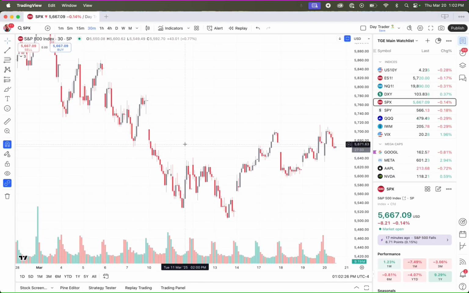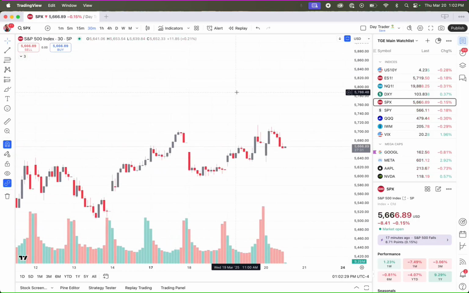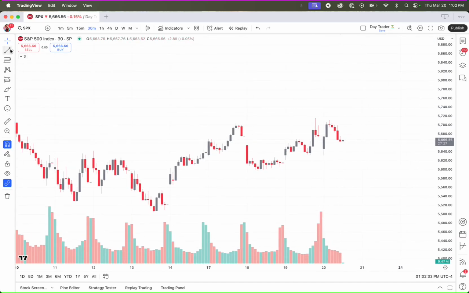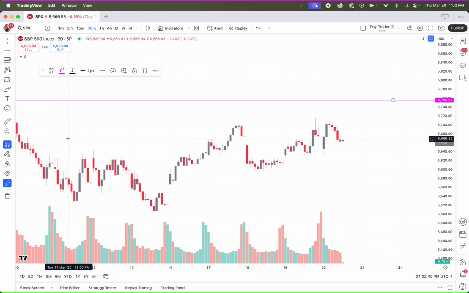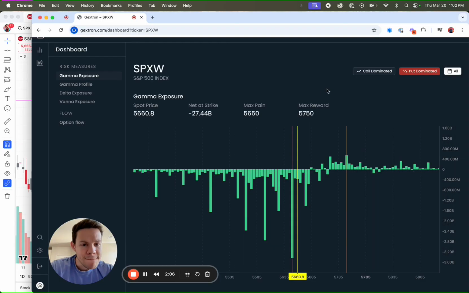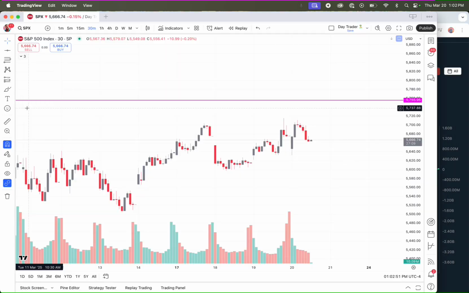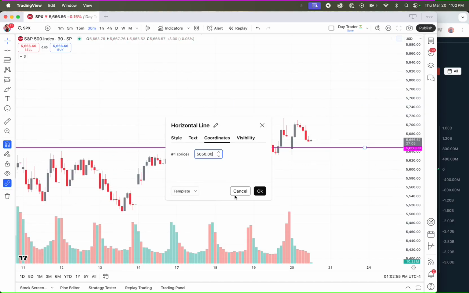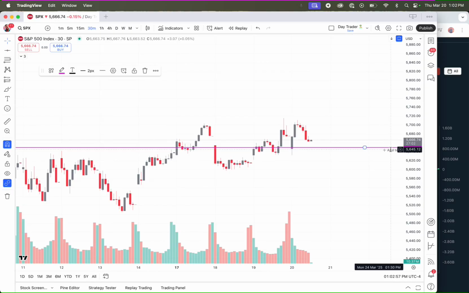What we do with this information is we go to our charting tool, and I'm using TradingView. You can use whatever charting tool you desire. I'm going to start drawing horizontal lines and color them. If we go back to our Gextron tool, it said max pain is 5650. So let's mark that. I'm going to go here, 5650, and label this as max pain.